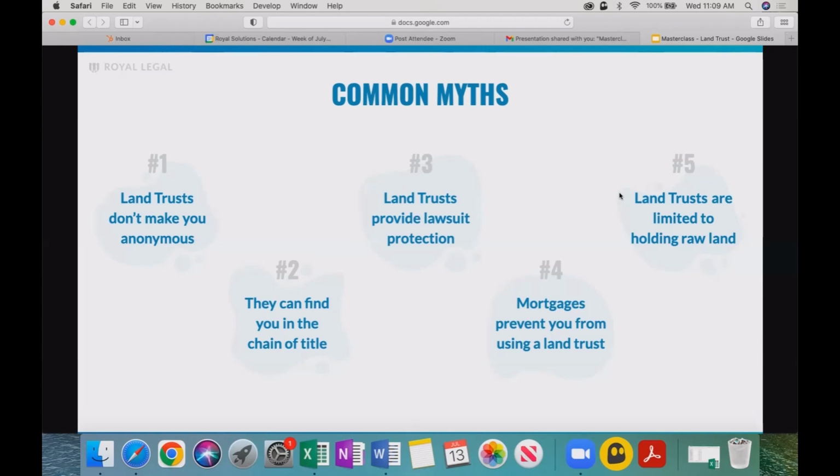Land trusts are limited to holding raw land. Again, false. I mean, they can be used to hold raw land, but they're good at holding a wide variety of properties, whether it's developed, undeveloped, notes, syndications. You can do a lot of different things with it. Although the name land trust kind of insinuates that it has to be limited to land, that's not really the case.